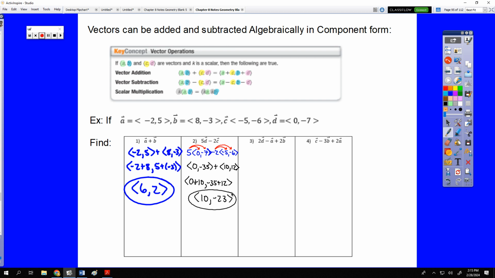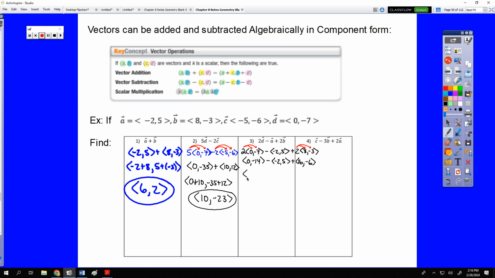2 times vector D would be 2 times 0, negative 7, minus vector A, which is negative 2, 5, and then plus 2 times vector B, which is 8, negative 3. So again, we're going to start by distributing. We're going to send the 2 through the first one and the 2 through the last one. That's going to give us 0, negative 14, minus negative 2, 5, plus 16, negative 6.